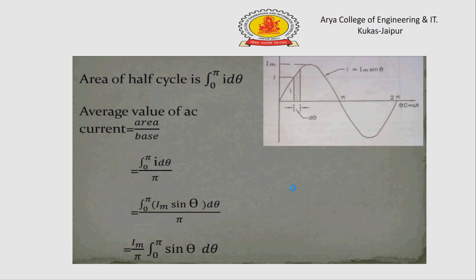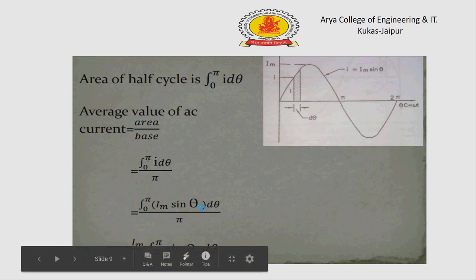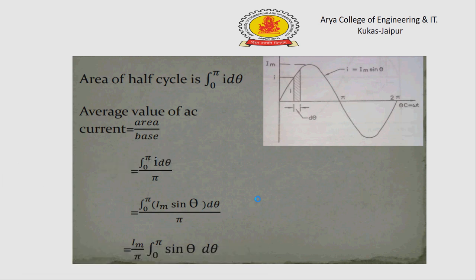The area of the half cycle for the mid-ordinate method for average value is integral 0 to pi of I d theta. Average value for a sinusoidal wave is current I equals area upon base. The area of this strip is integral 0 to pi of I d theta and the base is pi. That is integral 0 to pi of Im sin theta d theta upon pi. Now integrate this equation: Im upon pi integral 0 to pi of sin theta d theta.